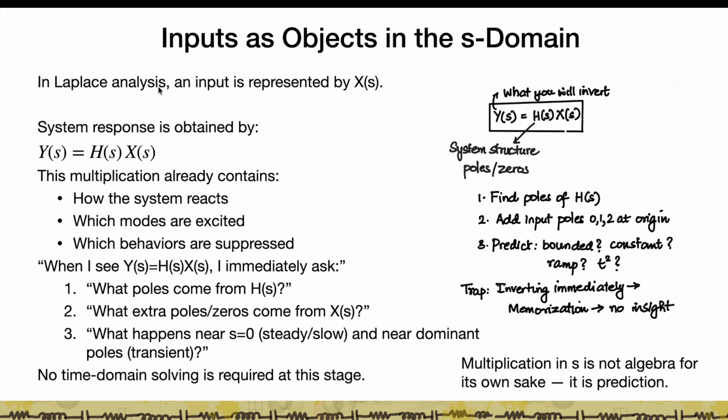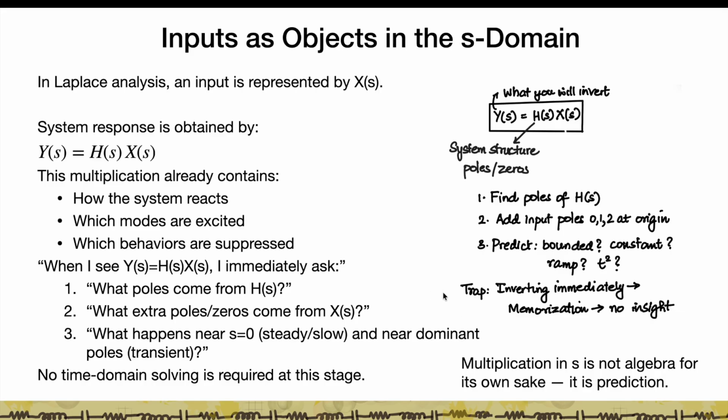When you see Y of s equal to H of s times X of s, do not rush to invert. That's the student reflex: I need y of t, so let me do the partial fractions immediately. But that often turns the whole subject into template memorization. Instead, an engineer asks, what poles come from the system? And what poles come from the input representation? Because the input can add poles at the origin, and those origin poles strongly bias the outcome towards low frequency, long term behavior.